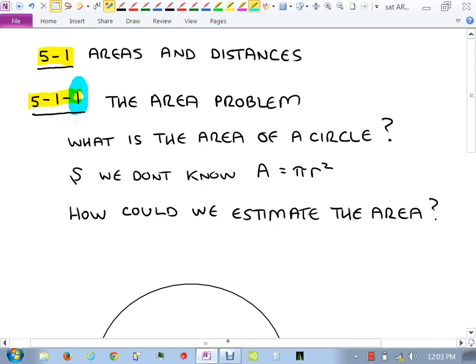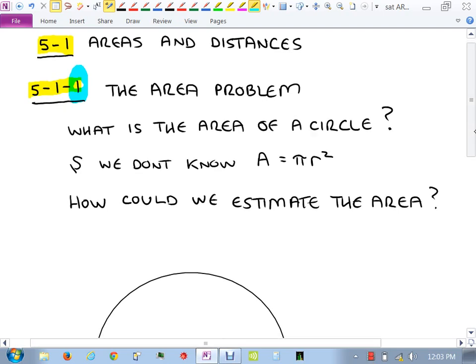So the heart of where we're going to start in Cal 2 is kind of like in Cal 1 we had the tangent line as the big problem, the big issue. Let's try and find the slope of the tangent line. Here we're going to start with the area. The area problem. So what is the area of a circle? That's where we're going to start this.